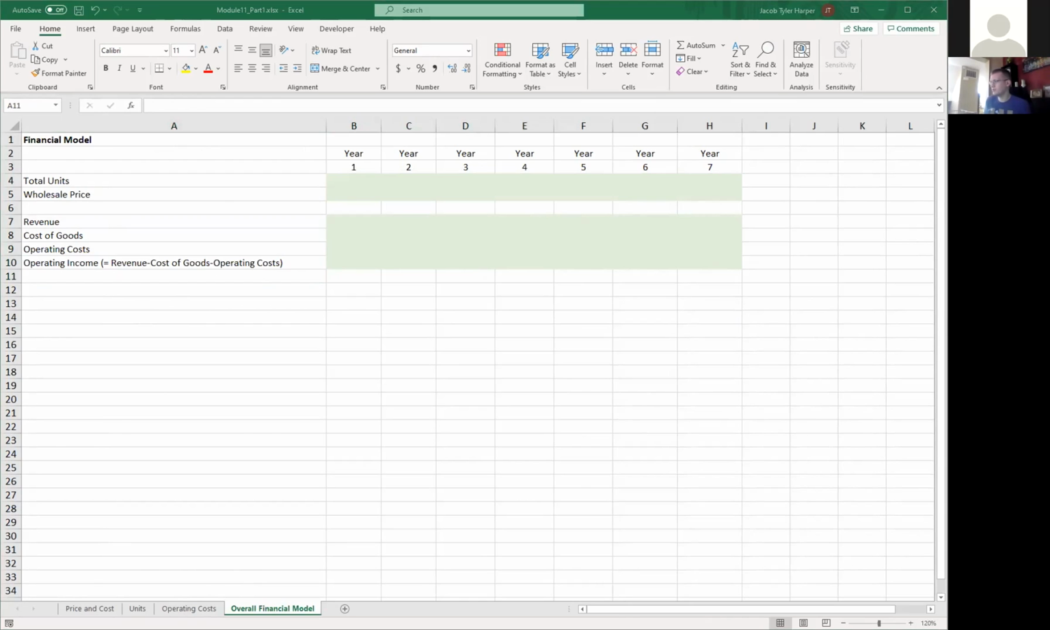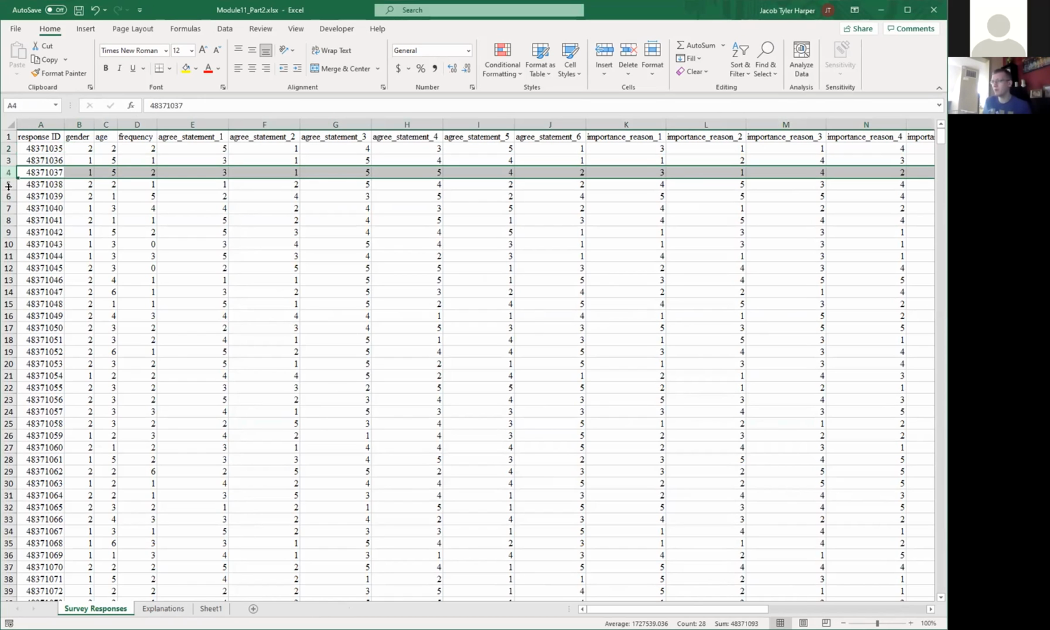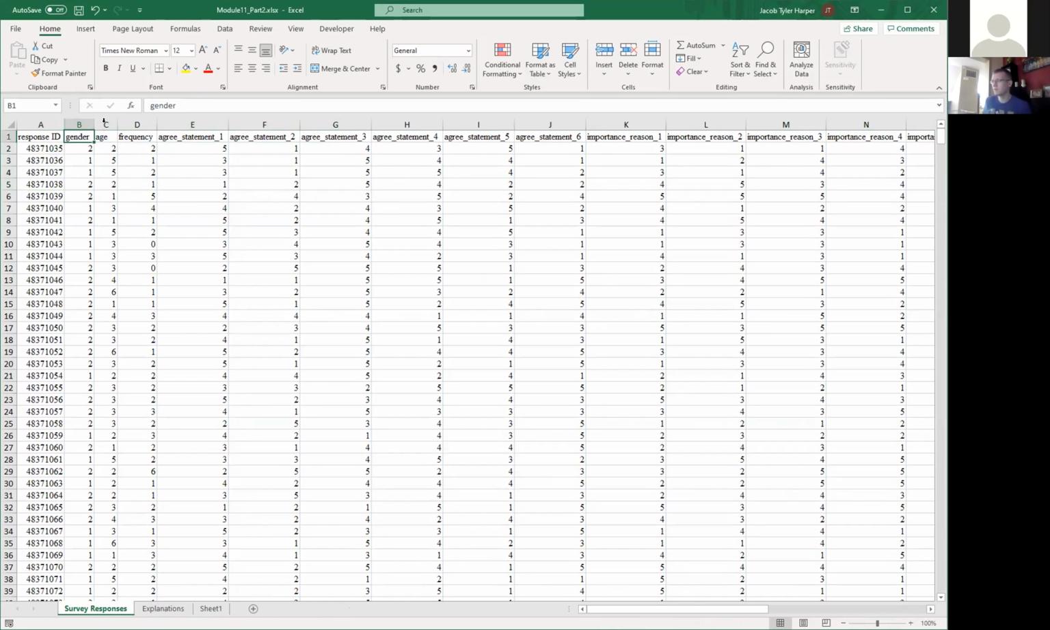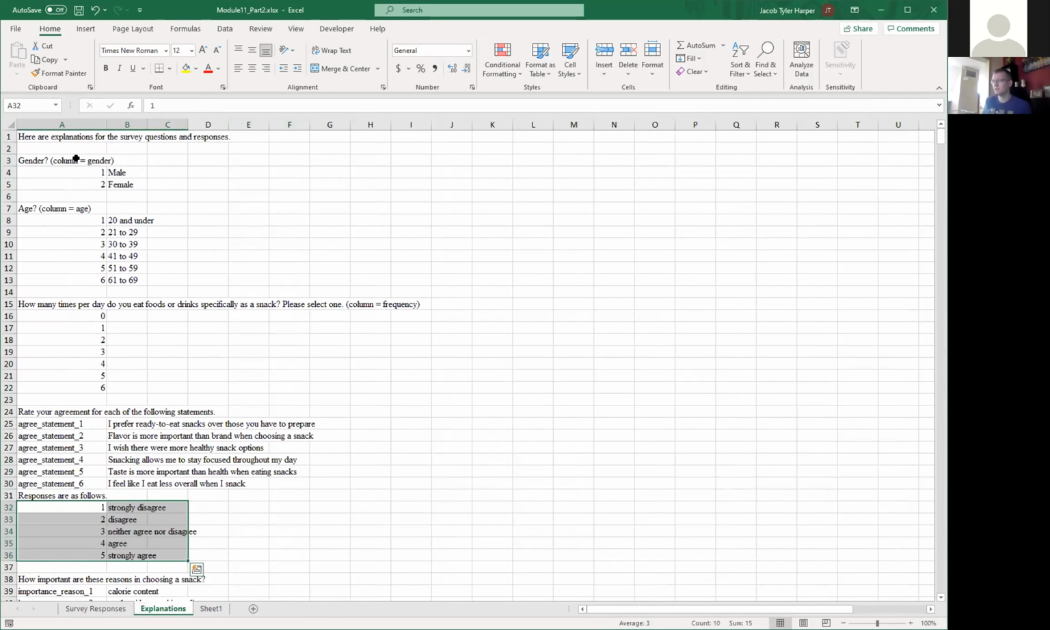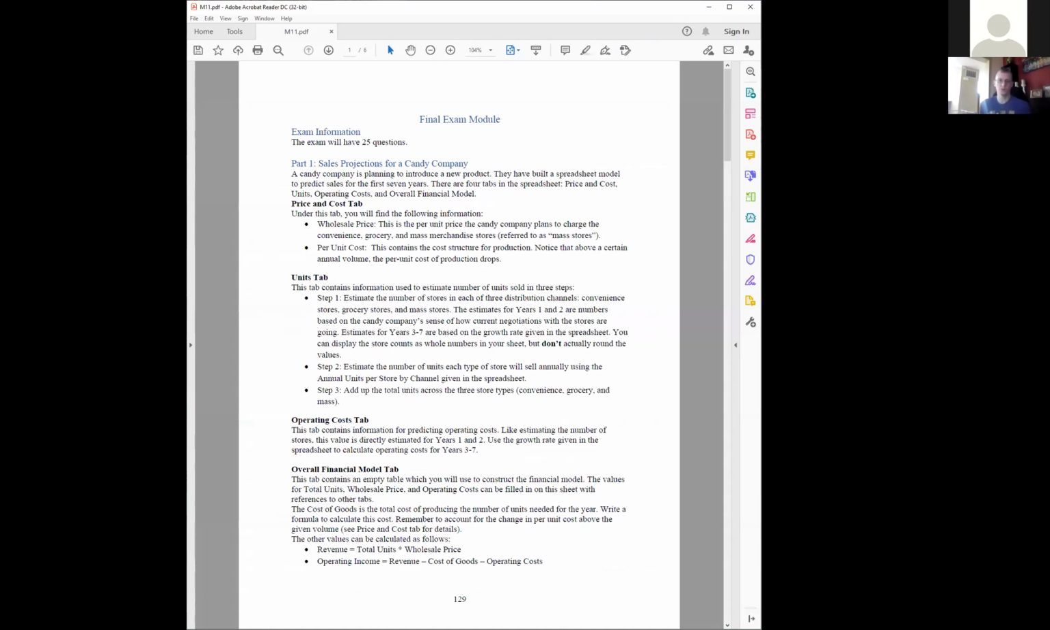On the other hand, on the part 2 spreadsheet, it looks very similar to something we've done in the past. This is like another survey where we have people along the left and we have the questions they answered along the top. On the next tab, it tells us what those responses actually mean. And we're doing the usual stuff like count how many people said they were male and that sort of thing.